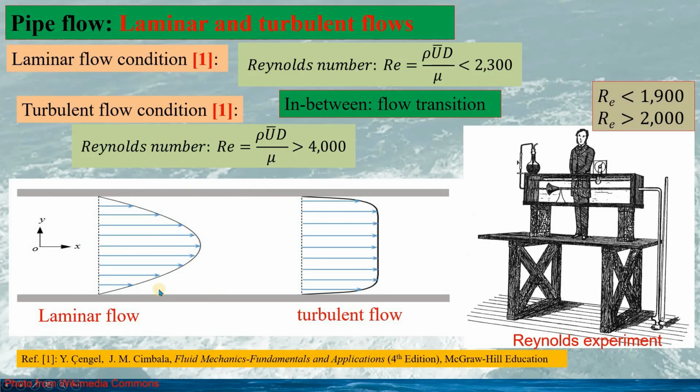And if we look at the flow distribution, we can see for laminar flow, the profile of the velocity distribution would be parabolic, as we have shown in the previous slide. While for the turbulent flow, it would be given something like this. In fact, this profile is the averaged profile. In reality, for the turbulent flow, the velocity distribution would be something like this.